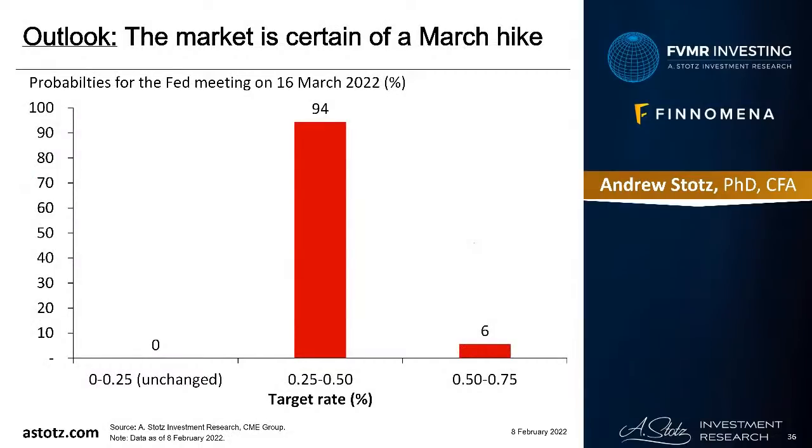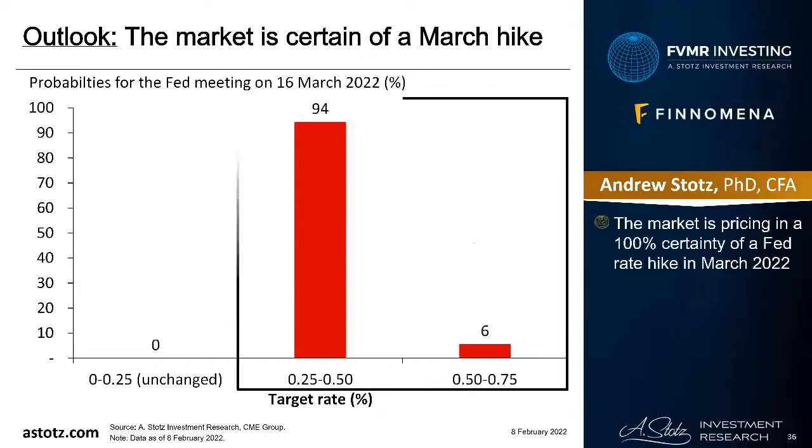Now, the market is certain of a rate hike. You can see right now, 94% probability of a 0.25 to 0.5 target rate raise at the Fed meeting in mid-March. And the market is pricing in basically 100% certainty of a Fed rate hike. And I think it's possible that they could raise rates, but they'll find that the market doesn't accept it very well. Remember, this market has been propped up by very low rates for a very long time.